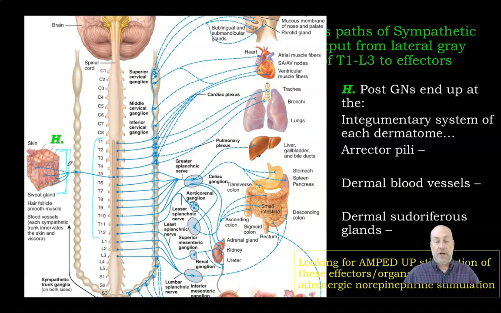Sympathetic effect, like rushed and hair standing on end. You're going to constrict the dermal blood vessels. Why? You don't want blood in your integumentary system. You want to pull the blood deeper into your muscular system, right? So that you can just run and run and run away from that bear. And the dermal sudoriferous glands, you're just producing sweat like crazy, right?